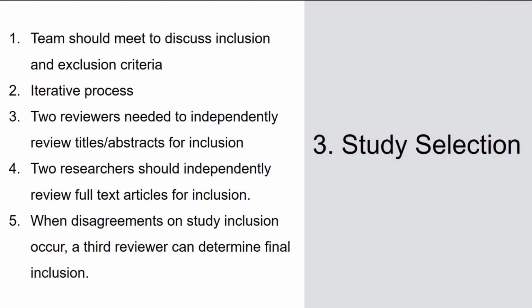The next step is study selection. The team should meet to discuss inclusion and exclusion criteria, and this should be specified in the protocol. It's an iterative process, so these criteria can change as you go through the citations. Two reviewers are needed to independently review the titles and abstracts, and two researchers should independently review the full text articles as well. When you have a disagreement on study inclusion, a third reviewer can determine the final inclusion, or you can do this through consensus.